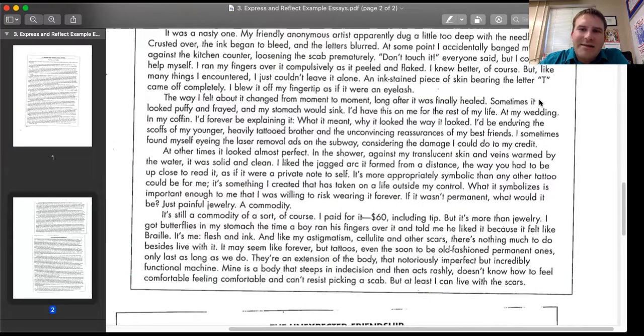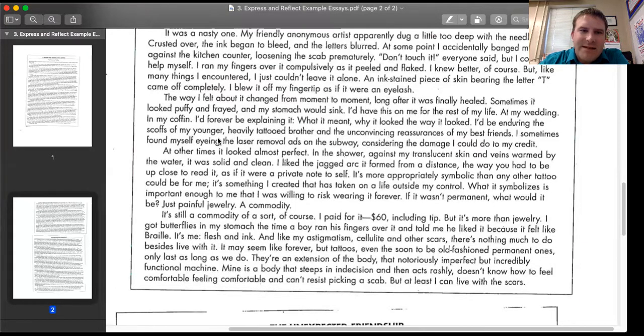Long after I'd finally healed, sometimes it looked puffy and frayed, and my stomach would sink. I'd had this on me for the rest of my life. At my wedding, in my coffin, I'd forever be explaining it, what it meant, why it looked the way it looked. I'd be enduring the scoffs of my younger, heavily tattooed brother, and the unconvincing assurances of my best friends.